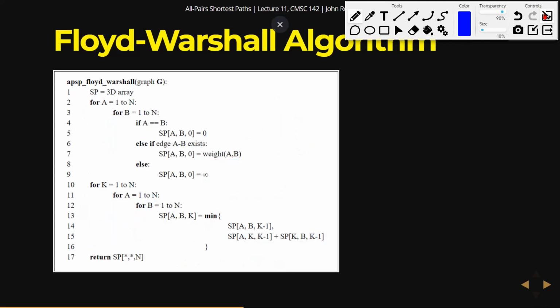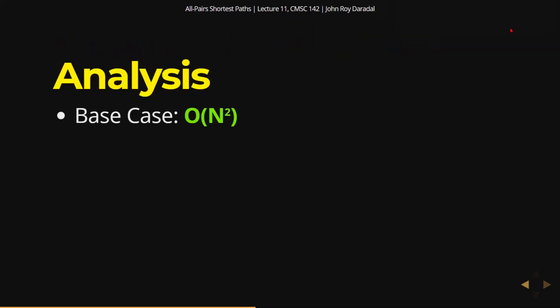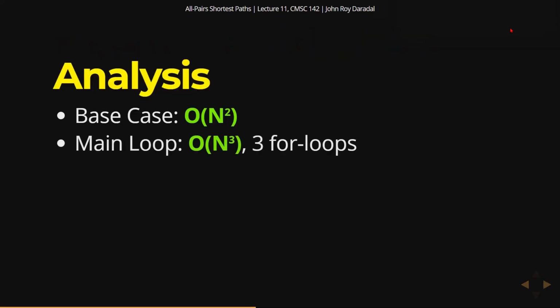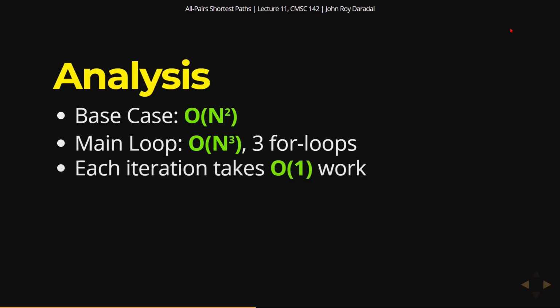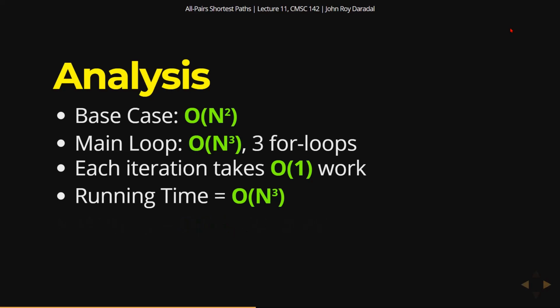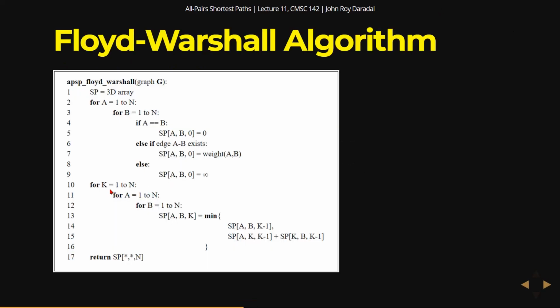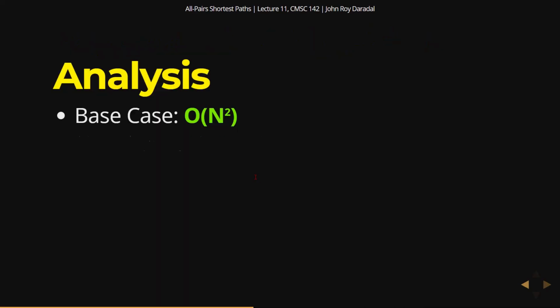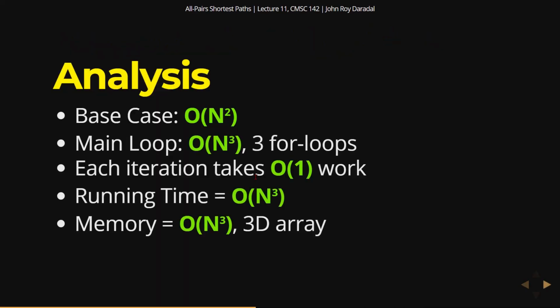So that is the analysis for the Floyd-Warshall algorithm. So again, base case is O of n squared. Main loop is O of n cube because you have 3 for loops that are nested within each other. And each iteration takes constant time because you're just looking for the min. So the running time is O of n cube. And then of course for the memory, it's also O of n cube because you're using a 3D array that's of size n by n by n. Okay? Because here, you notice that A, B, and K run from 1 to n. Okay, so it's an n cube sized array.